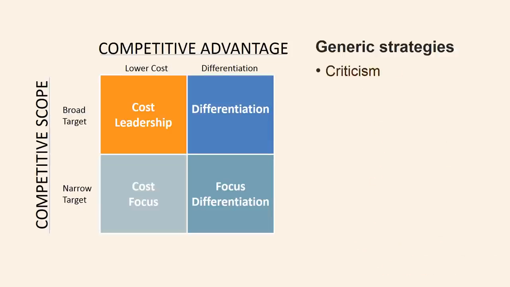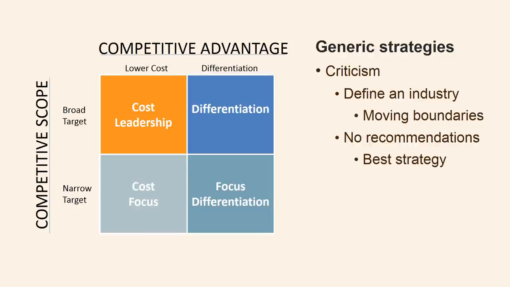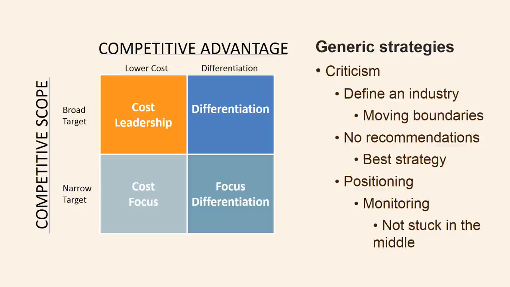Now we shall review a criticism of the model. It is difficult to define an industry. The boundaries of an industry are almost always moving. The model makes no recommendations about which generic strategy in the individual industry is the better choice. The model allows for continuous positioning of our own firm's competitive advantage, as well as continuous monitoring of our competitors' position in the industry, so we do not get stuck in the middle.